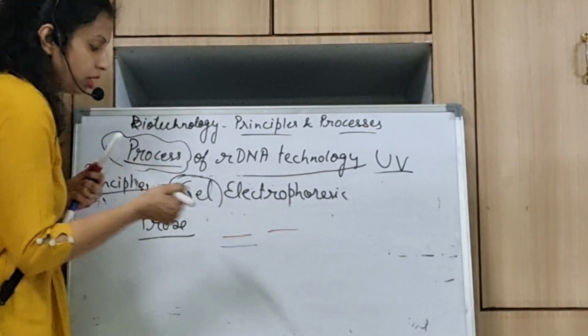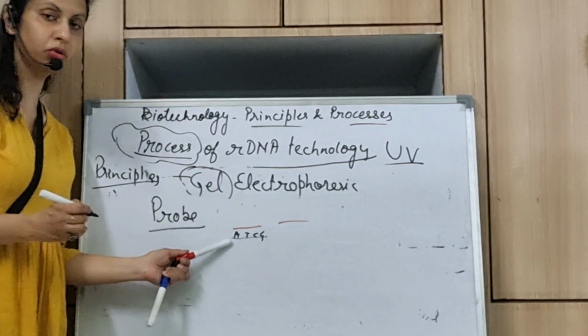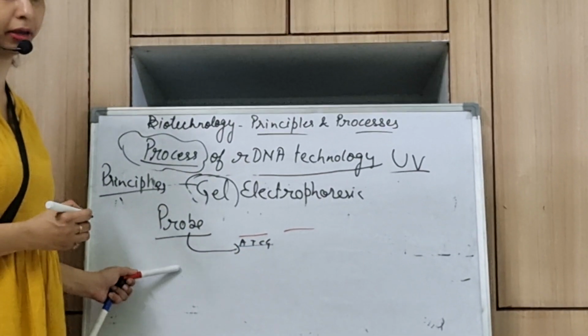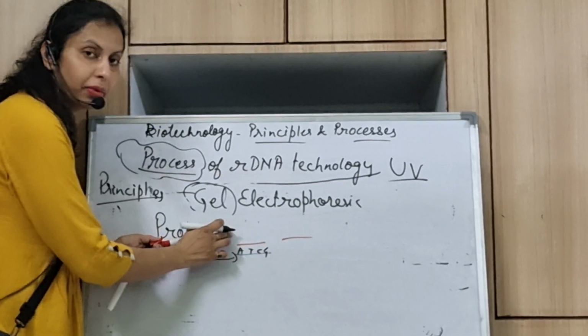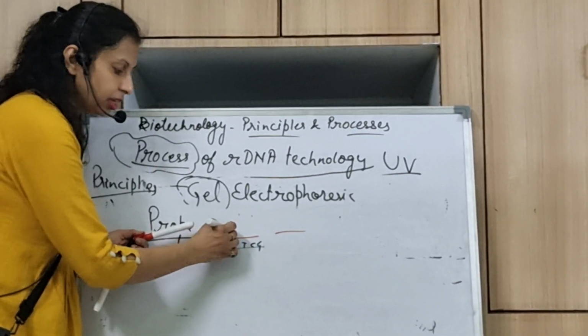Suppose this is our ATCG, ये हमारा नोन सीक्वेंस है और ये है हमारा प्रोब जिन्हें हम आर्टिफिशियली बनाएंगे। और जो डीएनए इसके कॉम्प्लीमेंट्री होगा वो इसके साथ जुड़ जाएगा। जैसे आपको पता है ए के साथ क्या जुड़ेगा?